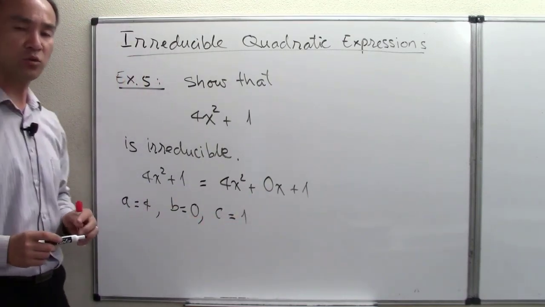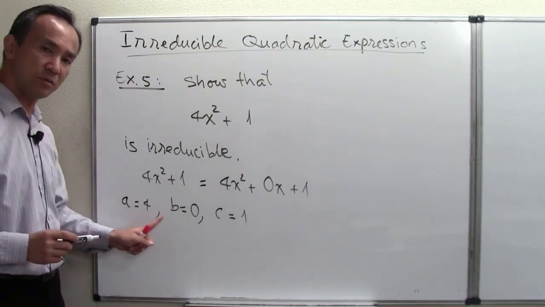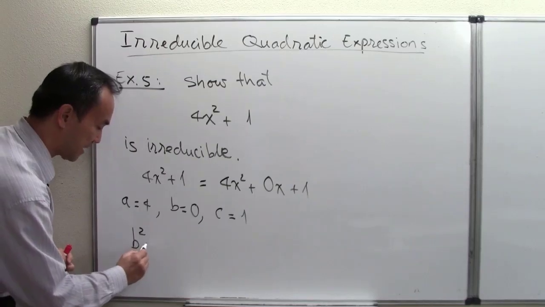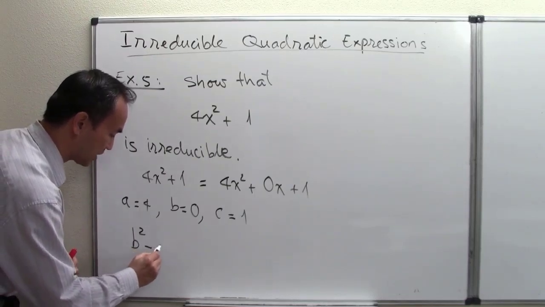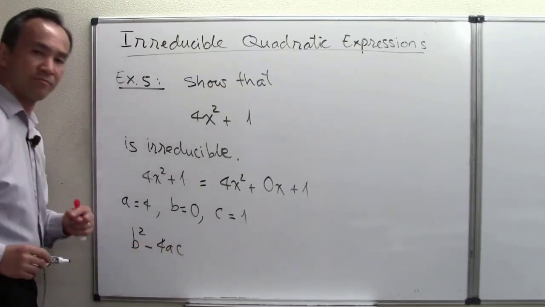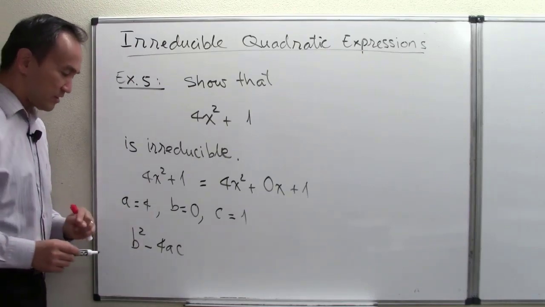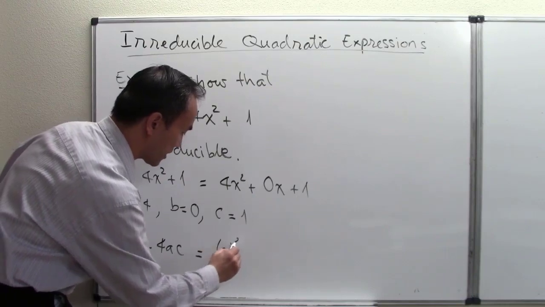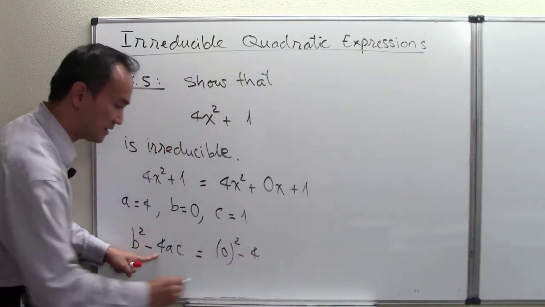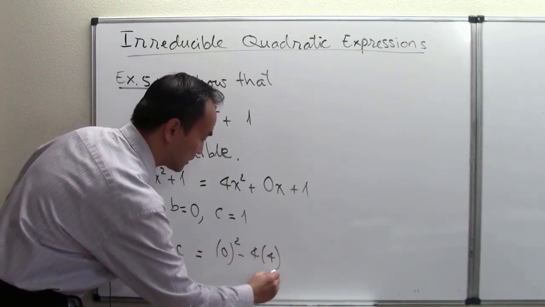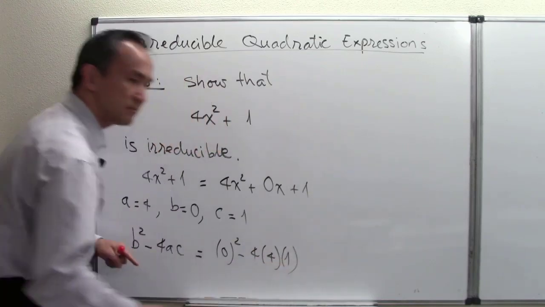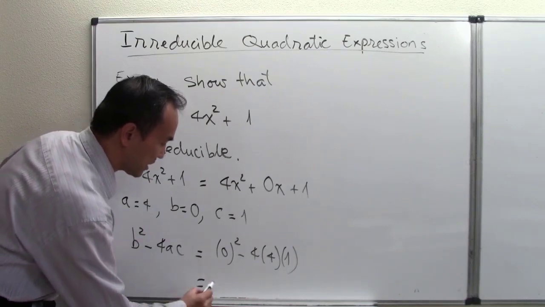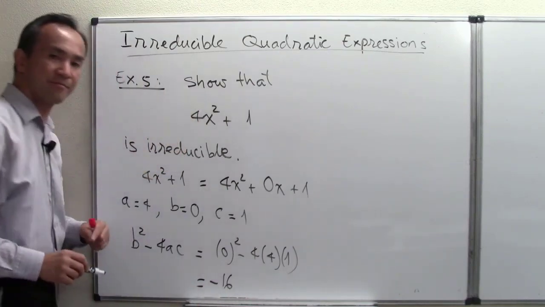And so now once we have identified what a is, what b is, and what c is, we can go ahead and calculate the b squared minus 4ac. In this case, b squared is 0 all squared minus 4, part of the formula, a is 4, times 1. That's how I have substituted the values in. And so a quick calculation comes out being minus 16.